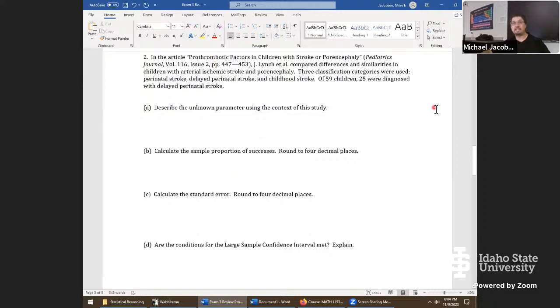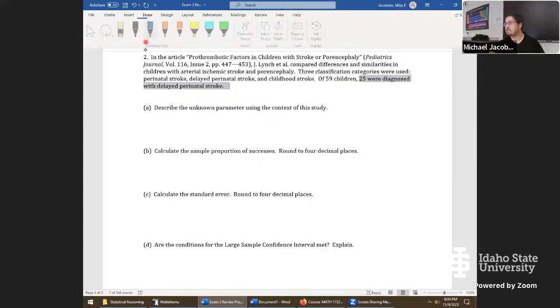But before we get too far, we should reread this again. Let's take a look. It says there's 3 classification categories used. That's a bit of a concern because our confidence interval is for categorical data with 2 categories. So if we see 3 categories, it almost feels like it doesn't fit. But we're in good shape because they tell us right here, 25 of the children were diagnosed with delayed perinatal stroke. It looks like that's the category we're interested in the most. So the other 2 categories are going to be considered failures. This category is going to be considered the success, the thing that we're actually interested in. Let's start this time by saying a success.